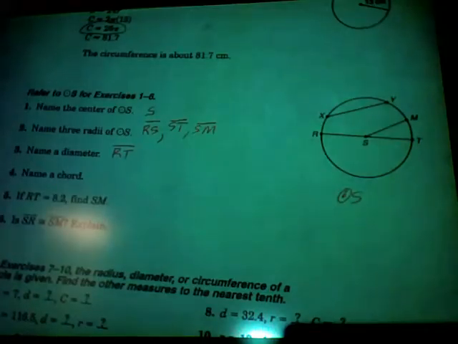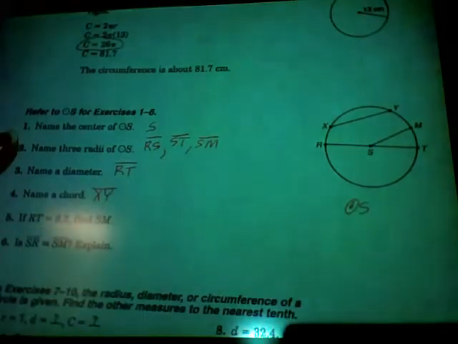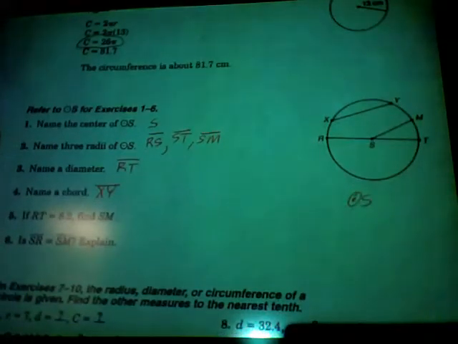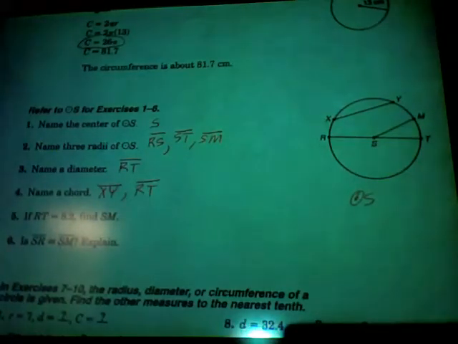Name a chord. SR. Did I hear that? That's not a chord. XY. So XY is a chord. Is that the only chord? There's one more. RT is also a chord. So remember, diameters are also chords. You could have said XY or RT. Because these are your notes, I'd put both in there. Those are the only two chords in the picture.